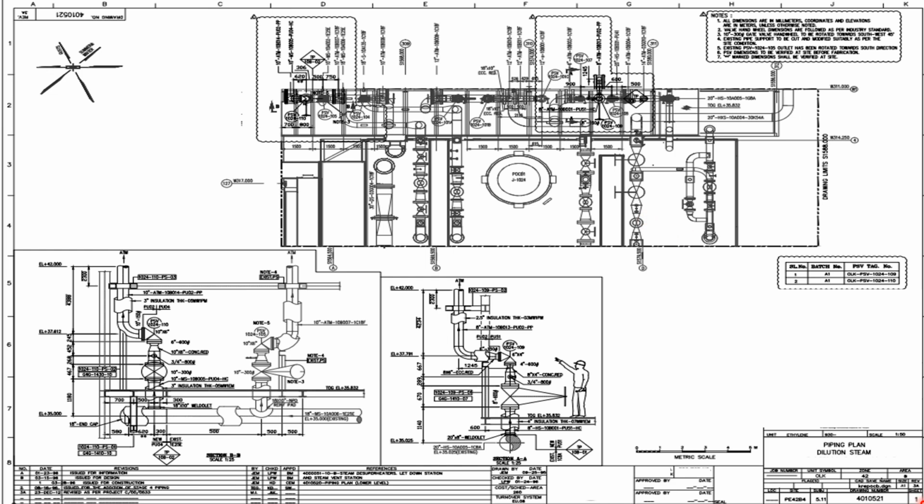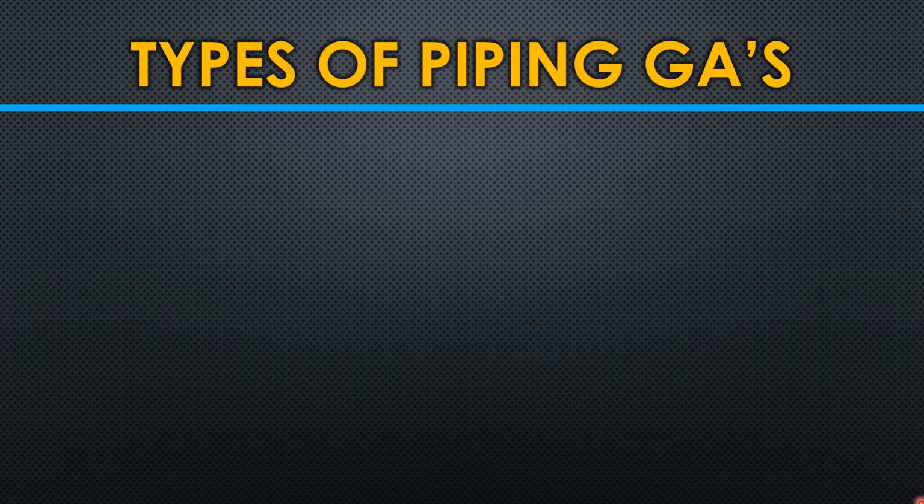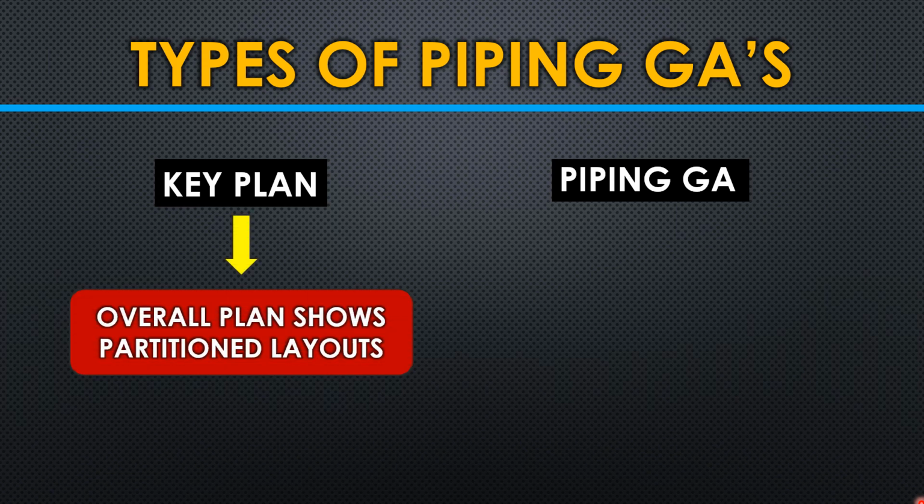But for this video, let's understand what are the major requirements of this layout. Let's see what are the types of piping GAs available. Generally there are two types, key plan and normal piping GA. But what is a key plan? A key plan is basically an overall plan which shows the partitioned layout. I will show you the exact key plan over here so that you will be able to understand what a key plan is.